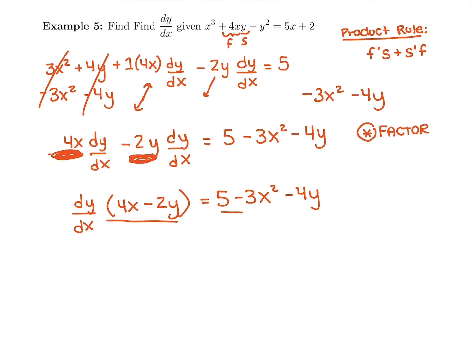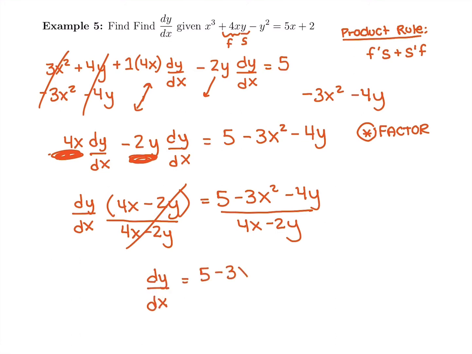Lastly, we want to get dy dx by itself. Right now it's multiplied with that factor, so we're going to divide both sides by that 4x minus 2y factor. That way we get dy dx equals the 5 minus 3x squared minus 4y. All those terms that did not have a dy dx go on the top, and then we got those dy dx coefficients divided out on the bottom.